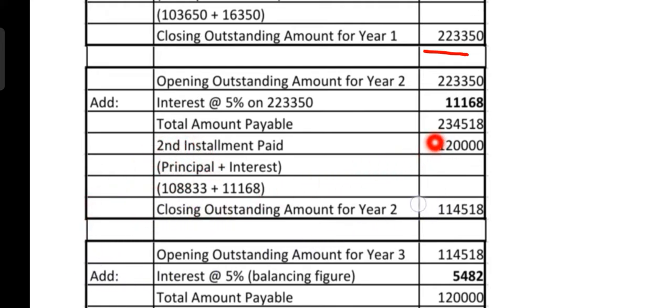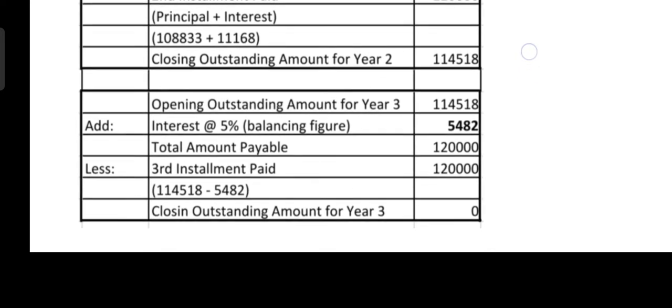So out of 1,20,000, 11,168 is the interest. If you deduct that, the balancing figure you are going to get is 1,08,832. That is the cash paid for the asset, which we are going to call the principal amount. So at the end of year 2, the total amount 1,34,518 we need to pay. We paid 1,20,000, and this is the outstanding amount, the closing balance for year 2. The same continues for year 3.